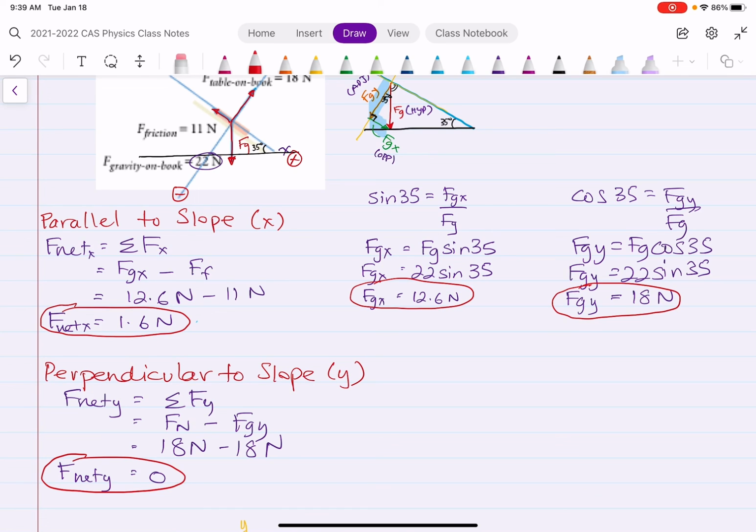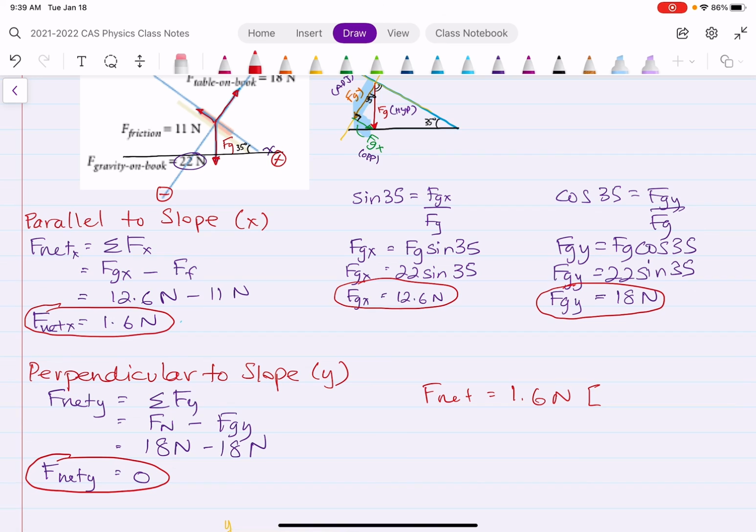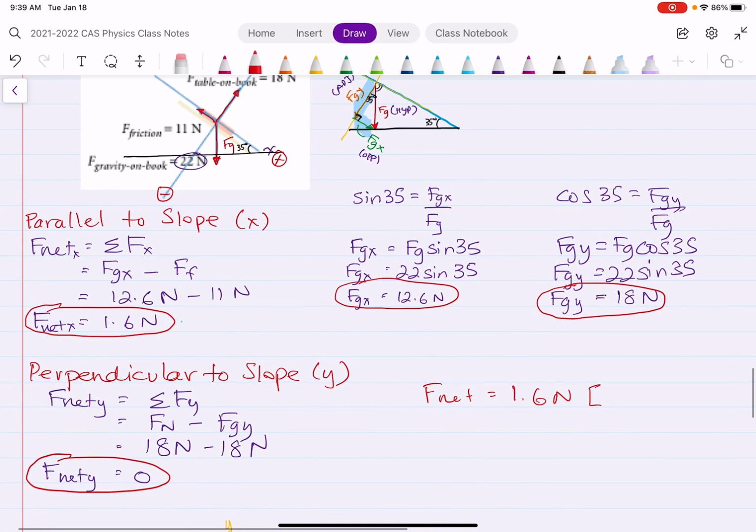So therefore I can make the statement that F net equals 1.6 newtons, and I'm going to put a direction. It's angled in the direction down the slope, because that's the positive. My vector was positive, so this is down the slope. And that's your final answer.